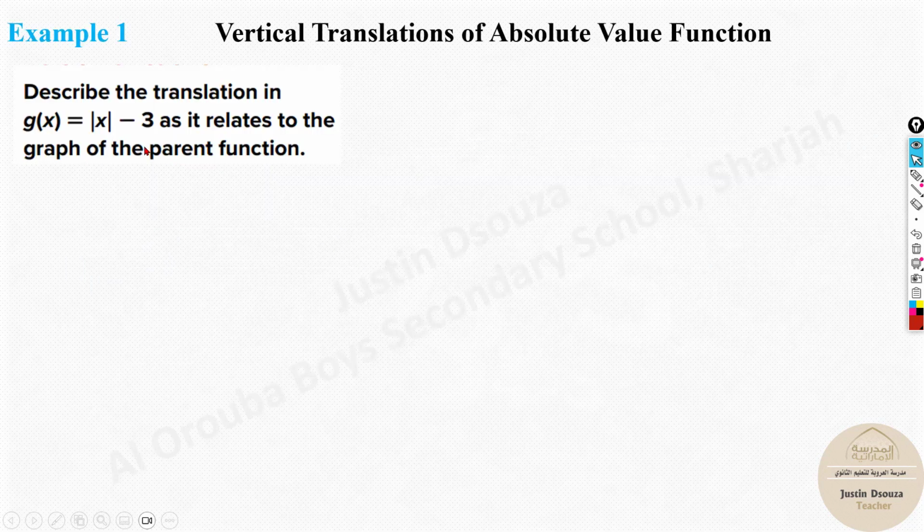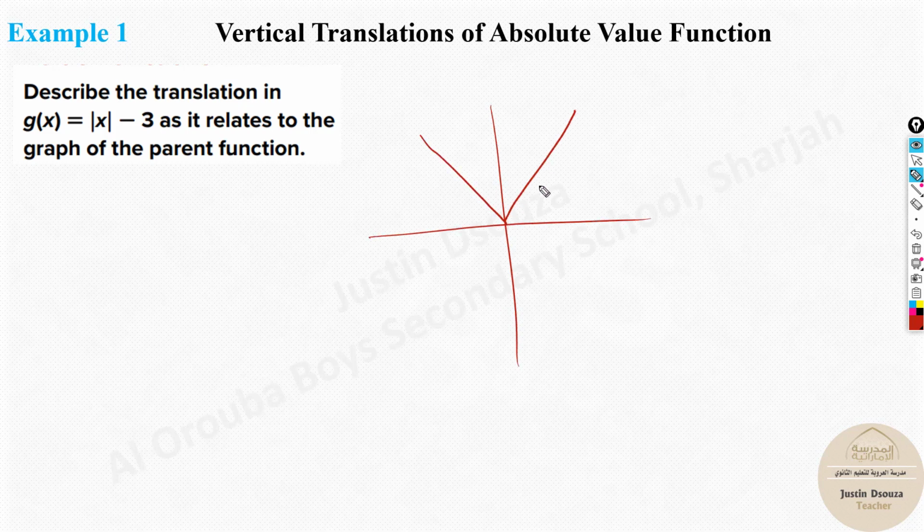So here we have a graph: modulus x, or absolute value x. First thing, you must know what is absolute x. If this is the coordinate scale, x will be starting at 0 0. It's something like this. Okay, now here you can see this is the modulus x which I've drawn. If this is the parent function, modulus x, what does this -3 do?